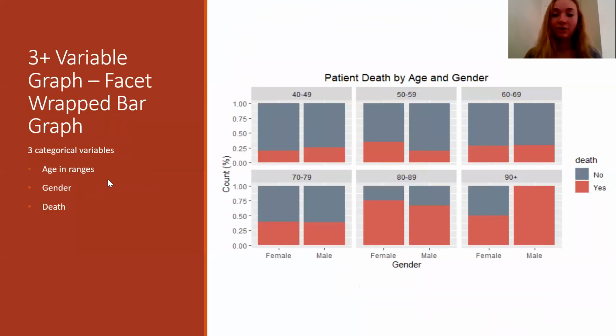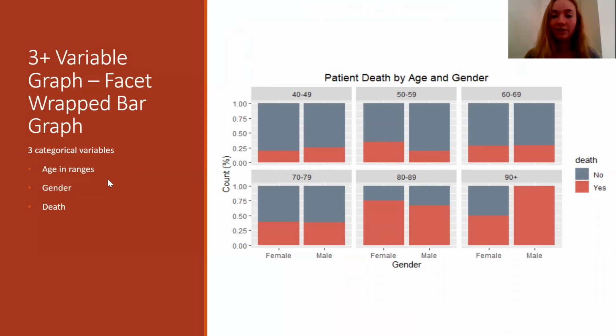So this is a facet wrapped bar graph with three variables. I selected the age variable that I had made into a categorical variable with ranges, the gender of the patient, and the death variable of whether a patient died or not. A patient's death is represented by the red color. So the patients died in the higher age ranges for both males and females.